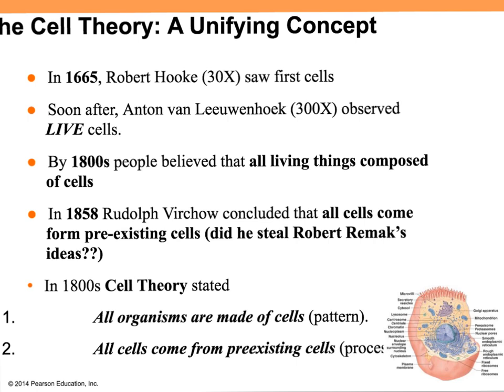So by the 1800s, we had really come up with the cell theory, which stated, remember, theories in science have both a pattern and a process to them. The pattern part of it was that all organisms, all living organisms, are made of cells. And the process part was that all cells come from pre-existing cells.